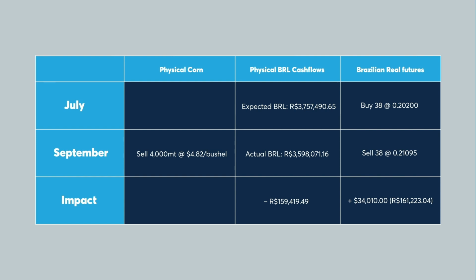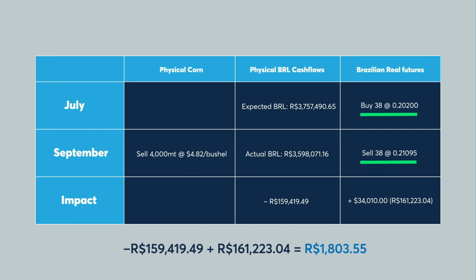The exporter will still receive $759,013.11 in September, but that will now be worth fewer Brazilian reais than before due to the change in the exchange rate. However, since the exporter bought 38 BRL futures at a price of 0.20200, selling the futures at 0.21095 in September results in a small net gain of 1,803 reais and 55 cents.